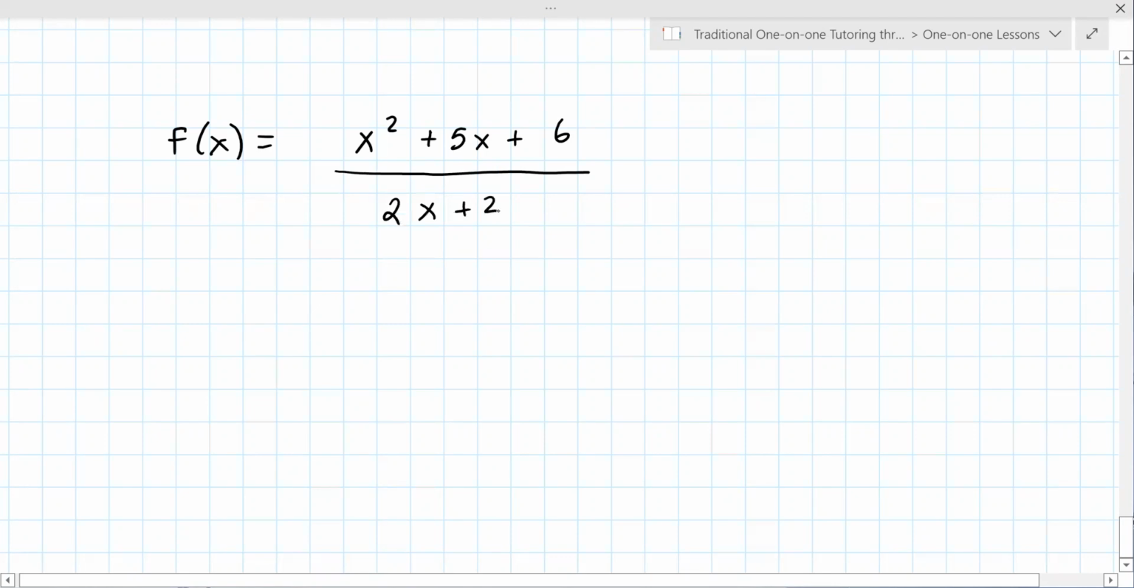Okay, so let me make one up here. Let's say f of x equals x squared plus 5x plus 6 over 2x plus 2. Okay, so I guess I'm going to ask you to find the slant asymptote.